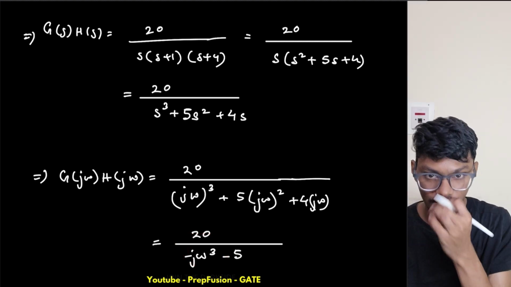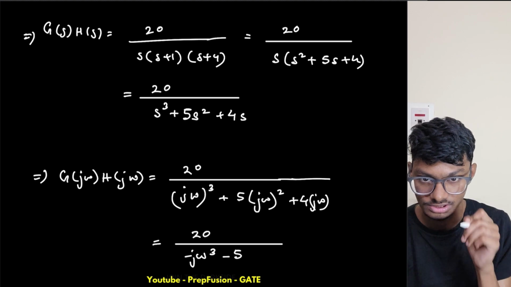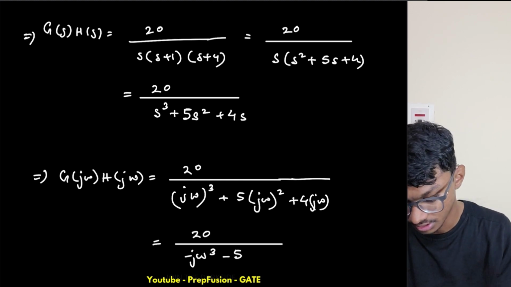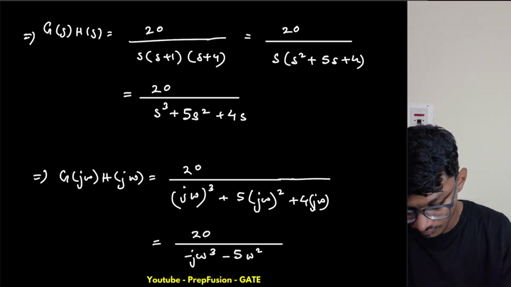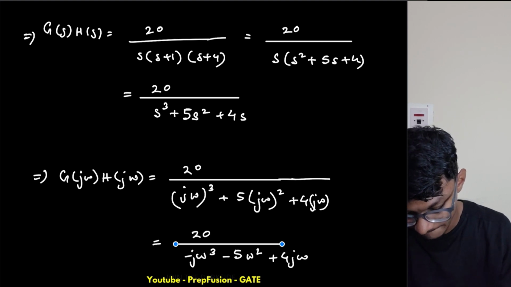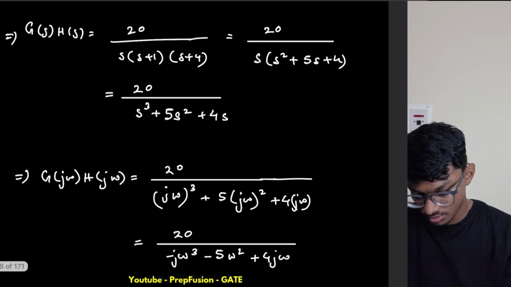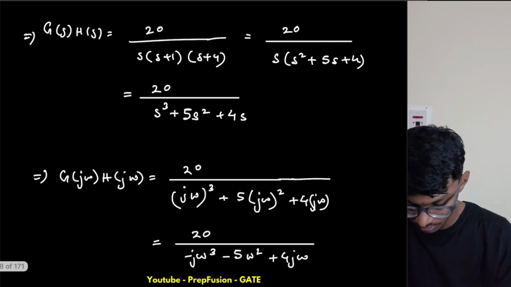If you cube j, j times j is minus 1, again multiply j, we get minus j. So this is minus 5 omega square, and this is 4 j omega itself. Not an issue. So yeah, this is one.